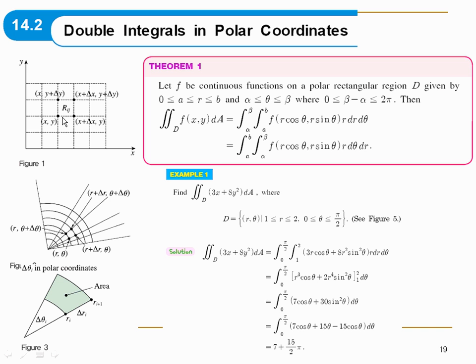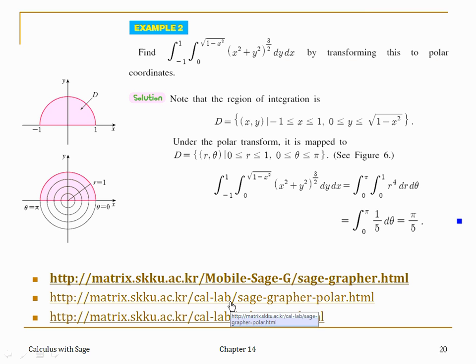Okay. So now this rectangular region can be drawn in polar coordinates like this. And this substitution naturally gives us the answer like that.